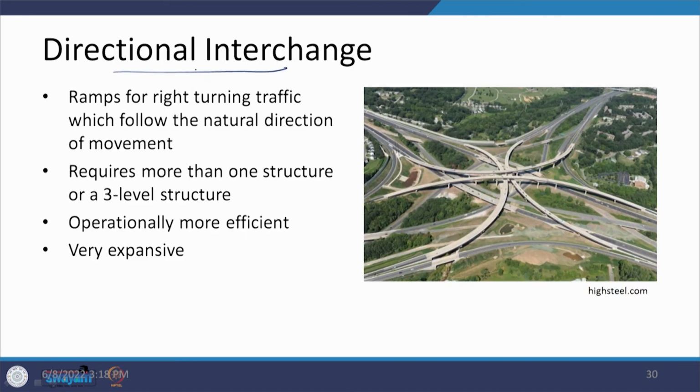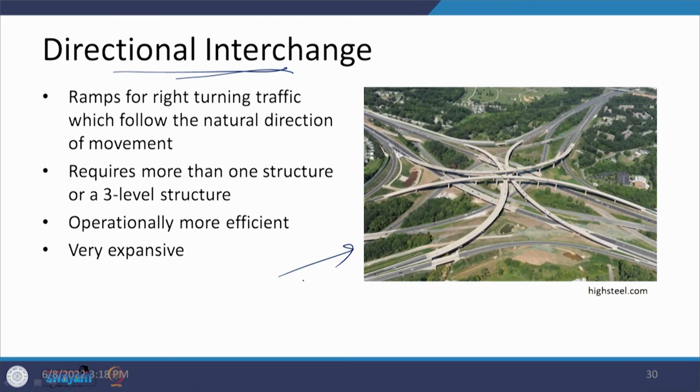Now, directional interchange is one of the costly affairs here. The reason is that it is trying to provide a separate connectivity for a separate movement, and because of that the levels keep increasing. That is amply clear from the diagram or photograph shown on the right-hand side, where if you are coming from this direction and have to take a right turn, then a right-turning movement has been provided separately.